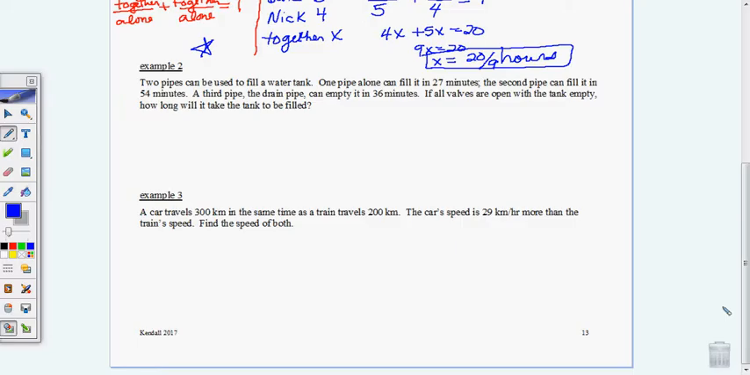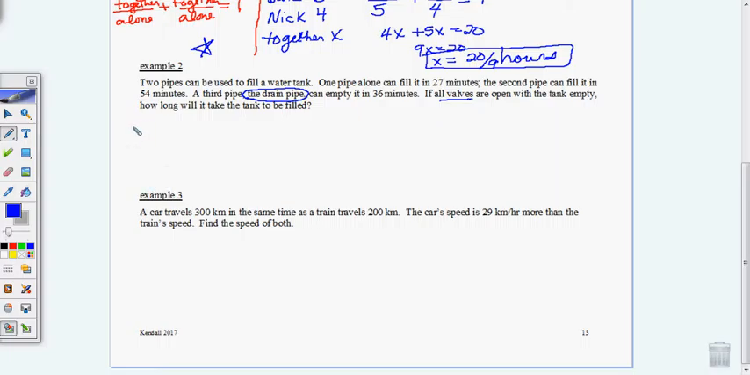So let's take a look at this next one. 2 pipes can be used to fill a tank of water. One pipe alone can fill it in 27 minutes. The second pipe can fill it in 54. A third pipe, a drain, can empty it in 36. This drain is going to cause us to think a little differently. If all of them are open, how long will it take the tank to be filled?